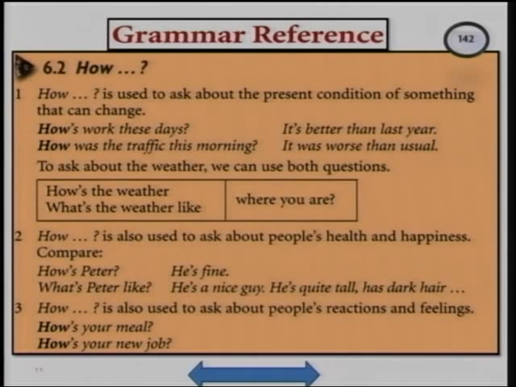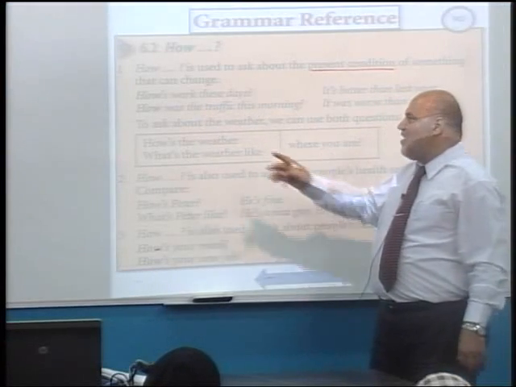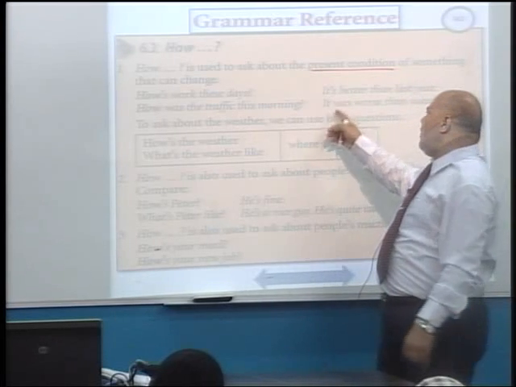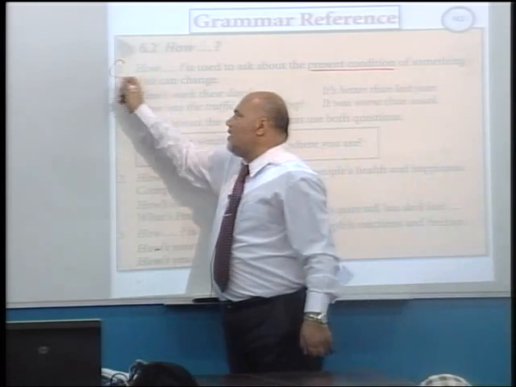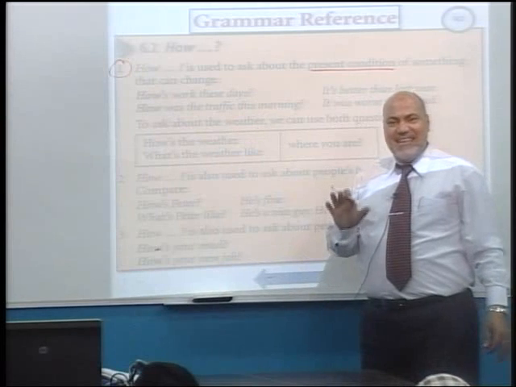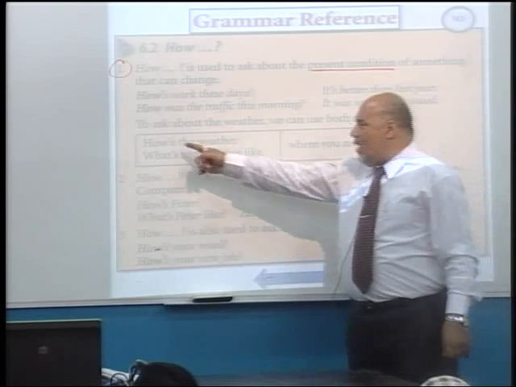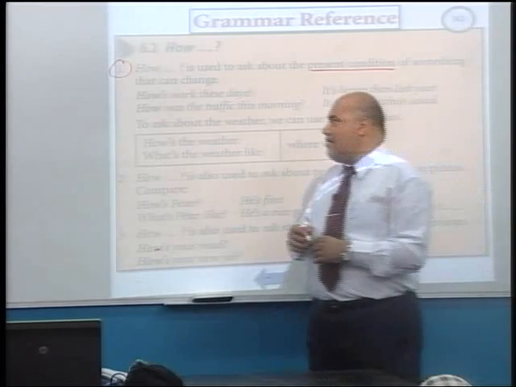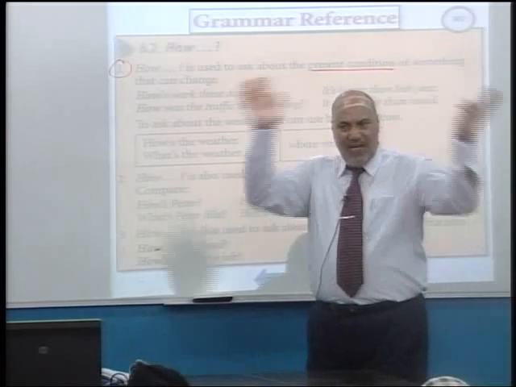Examples. How is work these days? How was the traffic this morning? So here, it's better than last year. Or it was worse than usual. So here we ask about something that can change. How is the weather? What's the weather like where you are? So sometimes we can ask the two questions when there is something limited, generally or now.